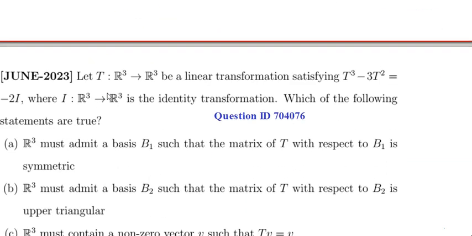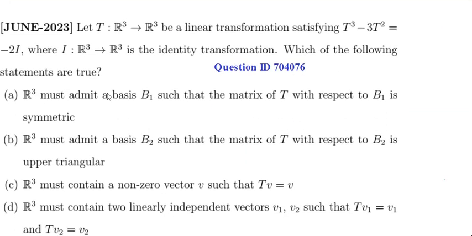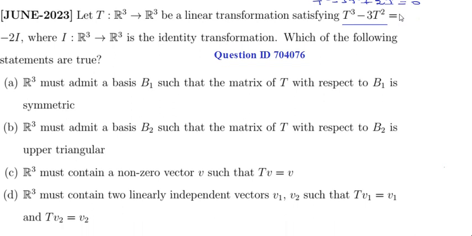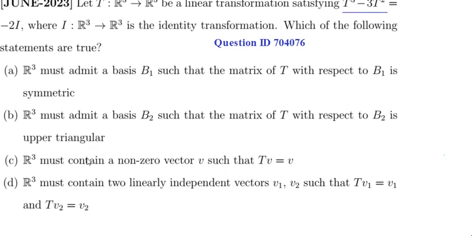So let us see one more problem. Let T from R3 to R3 be a linear transformation satisfying the condition T cube minus 3T square equal to minus 2I, or this can be written as T cube minus 3T square plus 2I equal to 0, and I is the linear identity transformation. We have to check whether the given statements are true or false. The first option: R3 must admit a basis B1 such that the matrix of T with respect to B1 is symmetric.